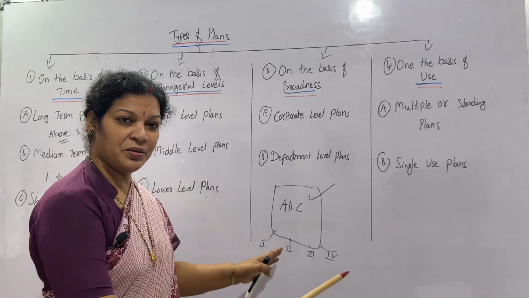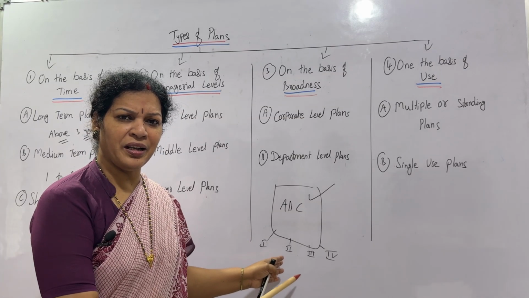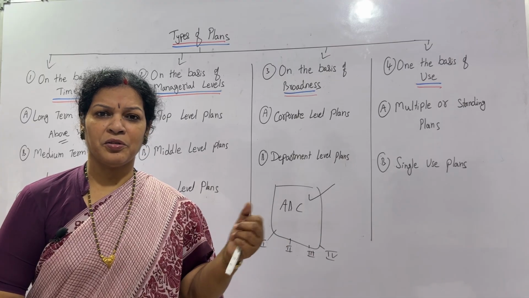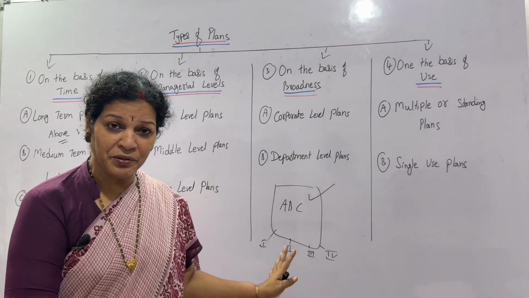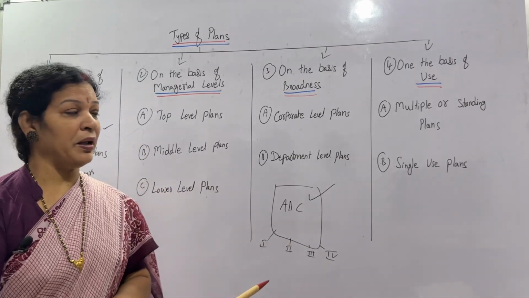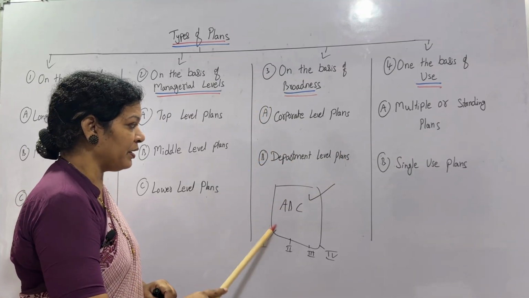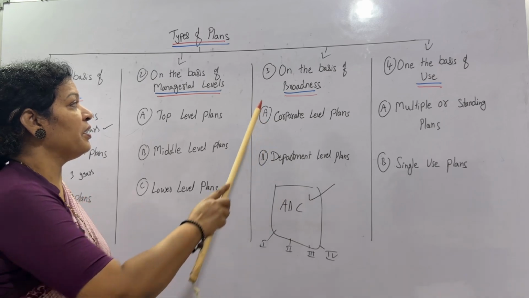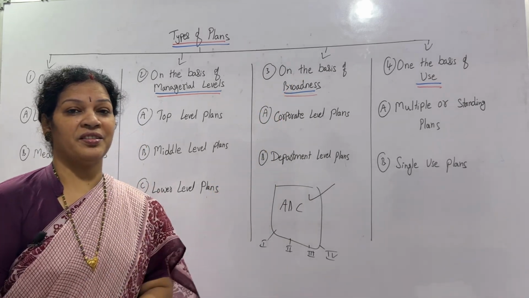So that is why. Who are the departments? As I told you: finance, HR, marketing, and production department, and also stores department. Like that, department wise there are different plans. Corporate level for the entire organization, department level, department wise we have some plans. That's based on the broadness.